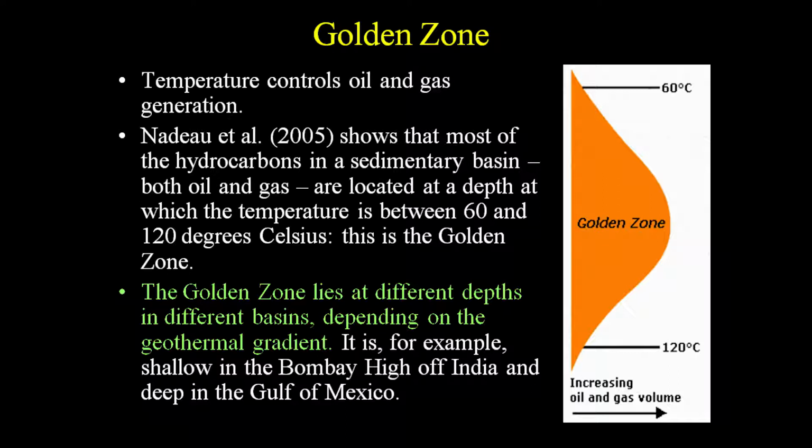The golden zone lies at different depths in different basins, depending on the geothermal gradient. It is, for example, shallow in the Bombay High of India and deep in the Gulf of Mexico. Note that large accumulations are between 80 to 100 degrees. Let us make it clear that temperature alone will not allow us to find oil. It will only confirm the likelihood of your findings of oil and gas.